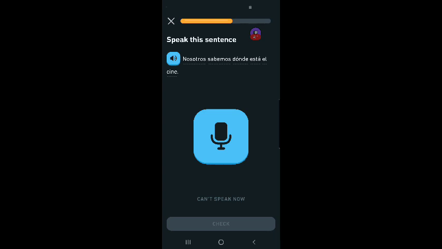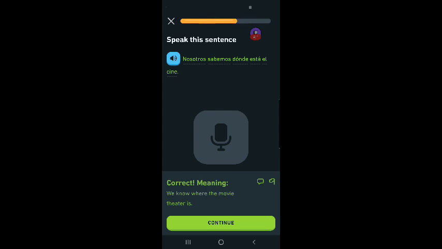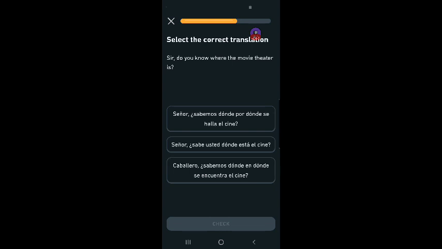Nosotros sabemos dónde está el cine. We know where the movie theater is. Good for you. Sir, señor, do you know where the movie theater is? Señor, ¿sabe usted dónde está el cine? Caballero, I think it's the second one. Caballero, horse, sabemos, we know, dónde, where, in where se encuentra el cine. I don't know what se encuentra is. That's the second one.